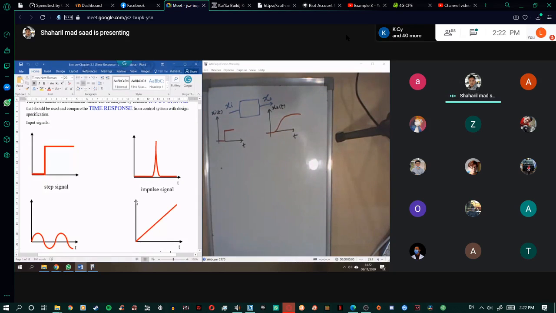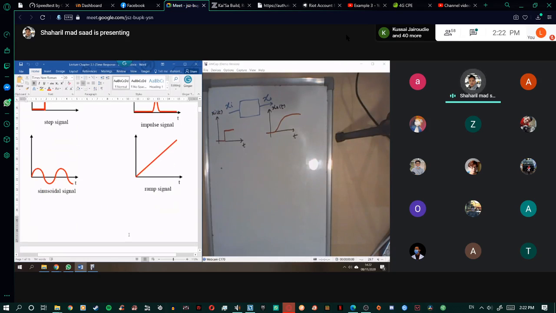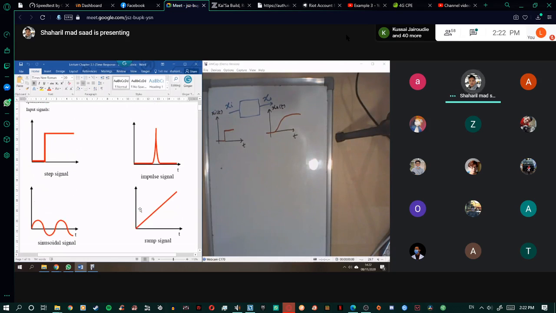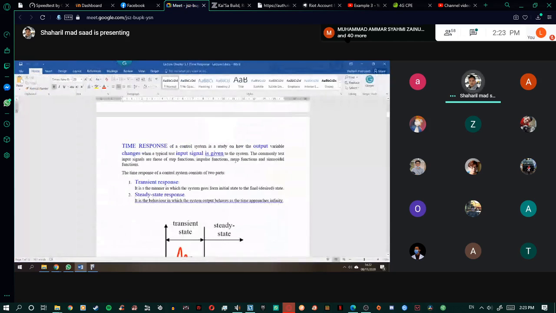The step signal, and the impulse signal is like a bump. When you are driving your car and there is a bump in the road, that boom, this is the impulse signal. There are also sinusoidal and ramp signals. But normally in this subject, we will play around with the step input because it's quite simple.